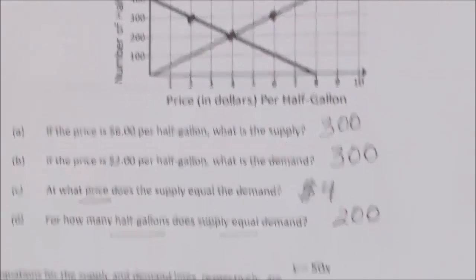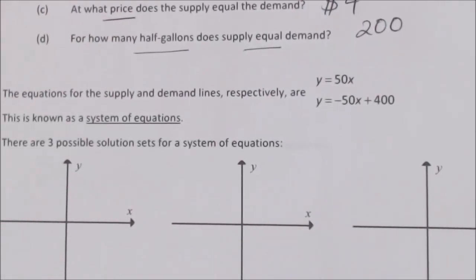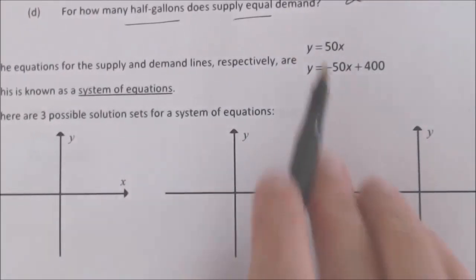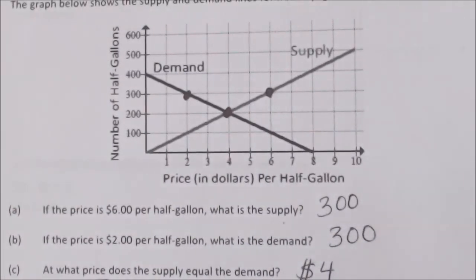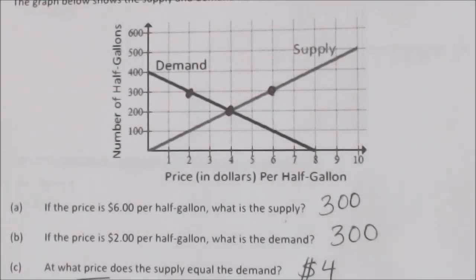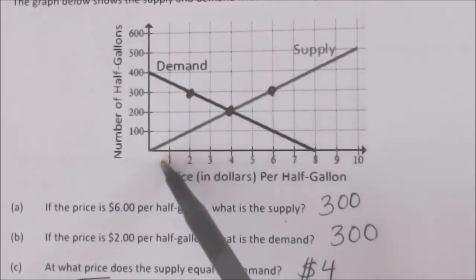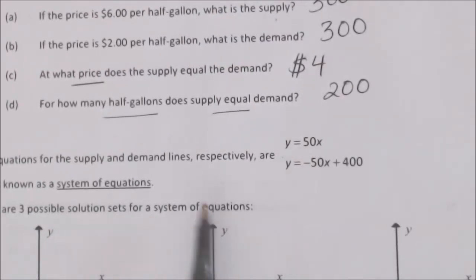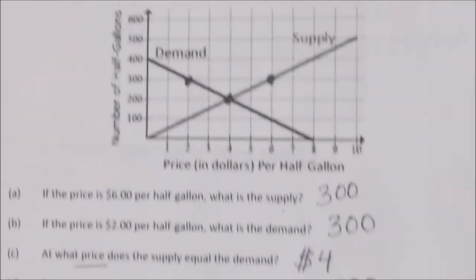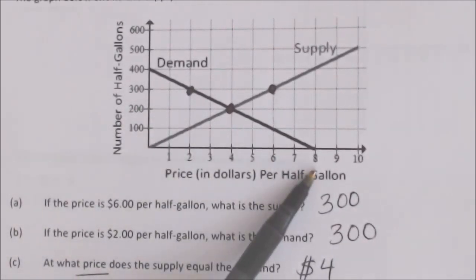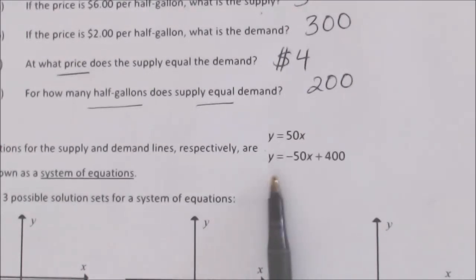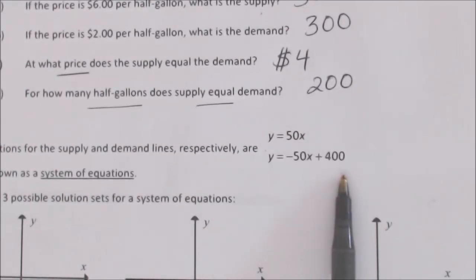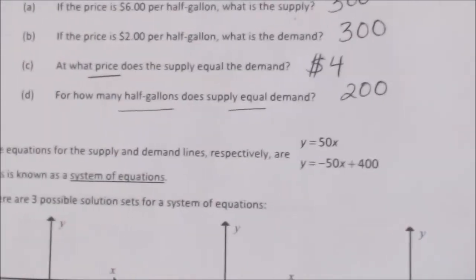The next part says the equations for the supply and demand line respectively are y equals 50x... If you remember back to chapter 2, I believe, we talked about the equations of lines. The equation for the supply line right here goes through the origin and has a slope of 50, so it would be y equals 50x. The equation for the demand line, notice it has a negative slope because it's decreasing. That would be the equation y equals negative 50x plus 400. So this is a system of equations.